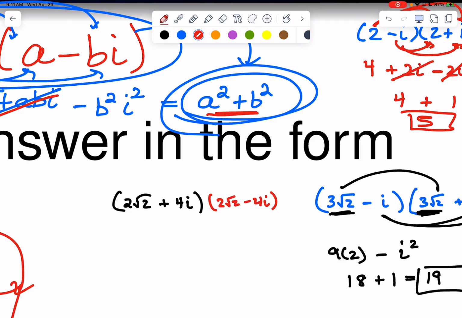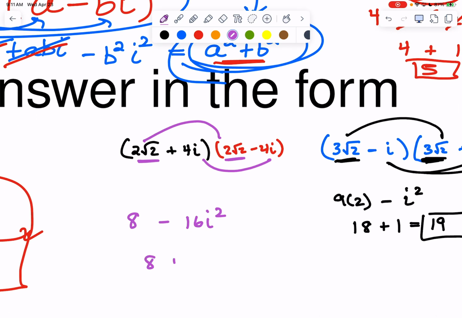Agreed? Since you have conjugates, you only have to multiply the first and the what? Last. So what's 2 root 2 times 2 root 2? All right, 2 root 2 times 2 root 2 will be 8. Did everybody get 8? Yeah. Okay. Minus 16i squared. What is 16i squared really? It really just becomes a plus 16, does it not? Because i squared is -1, that'll just change it to plus 16. So the answer is what? The answer is 24.